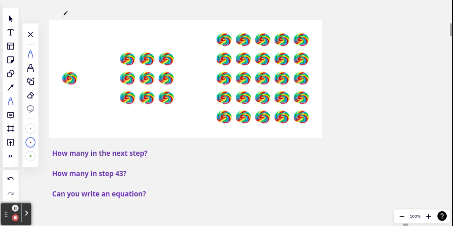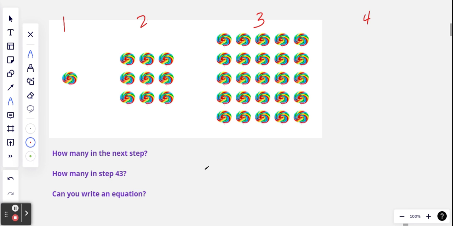Here's our pattern today. Here's step 1, step 2, step 3, and your challenge is to predict the number of, well, what are these? Lollipops, swirly candy lollipop heads in step 4. If you can do that, can you predict the number in step 43? And can you write an equation that could be used to predict the number in any step at all? That's the challenge. If you'd like to accept it, pause the video and see how far you can get with this one.